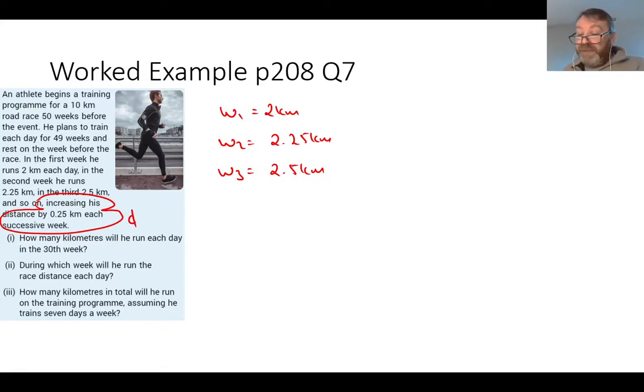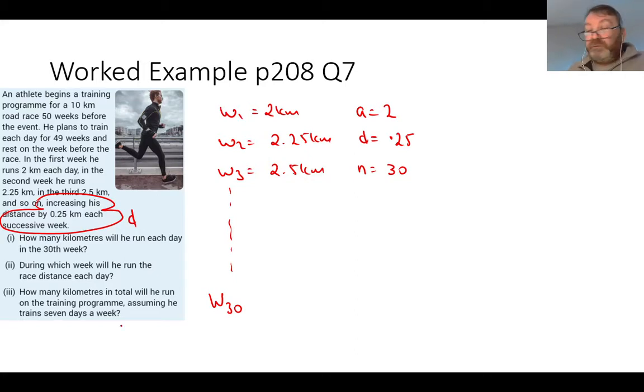So the question says, how many kilometers will he run each day in the 30th week? So I'm trying to get down here to W30. Now here's what I know. Because we are increasing by 0.25 kilometers each week, a is equal to 2, d is equal to 0.25, and n is equal to 30. See that? The number of weeks. So you're dealing with first term a, which is 2, a common difference which we're told over here is 0.25, and then the number of weeks we're looking for is 30.